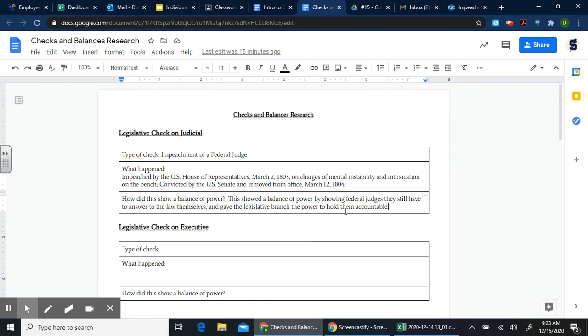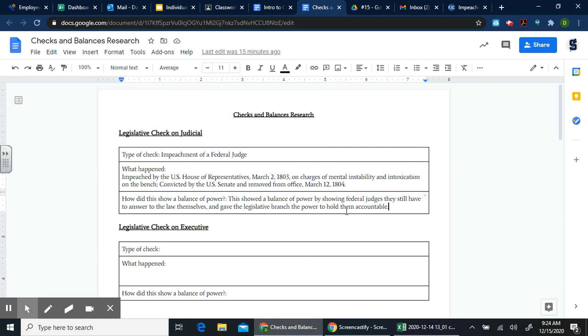So it shows that judges have to answer to the law. They can't just do whatever they want. That would give them a lot of power. And it gives the check there a balance. How does this balance it? Because it gave this power to the legislative branch to actually hold them accountable. So hopefully that makes sense in terms of how this shows there's a balance of power within government.